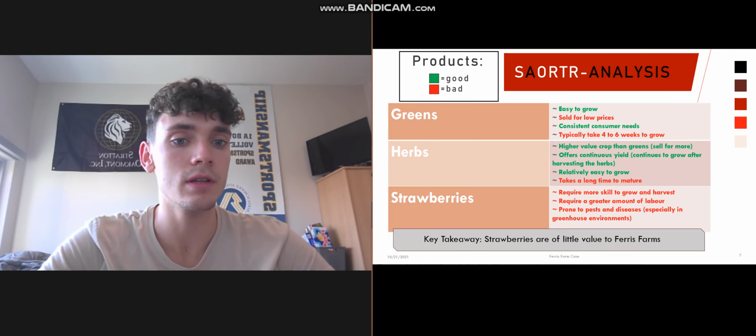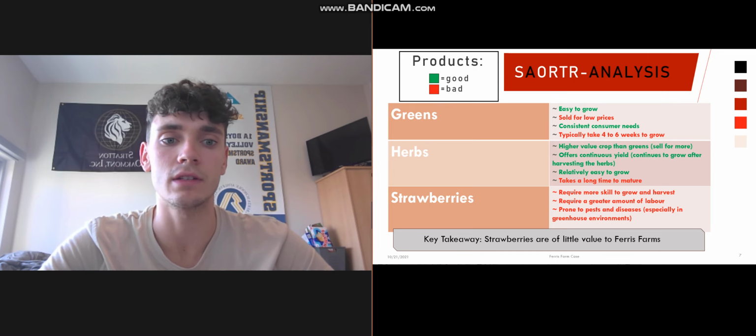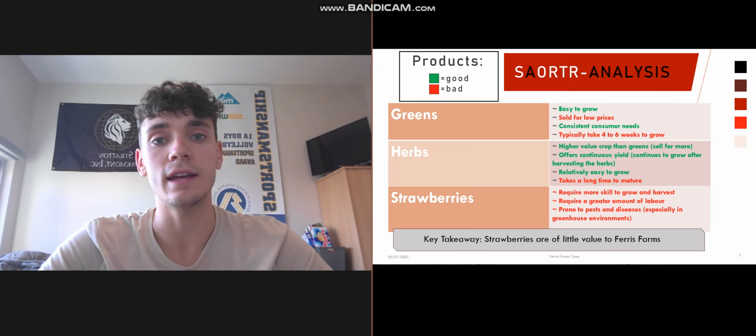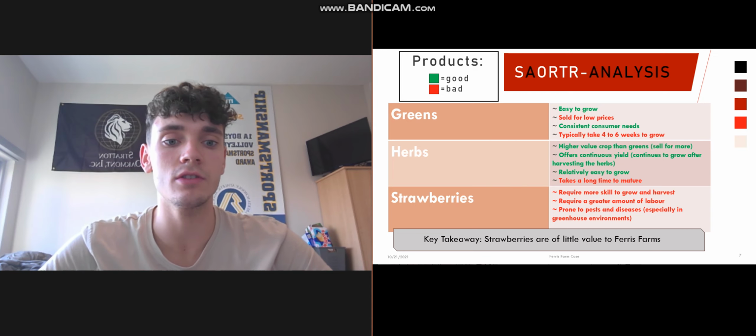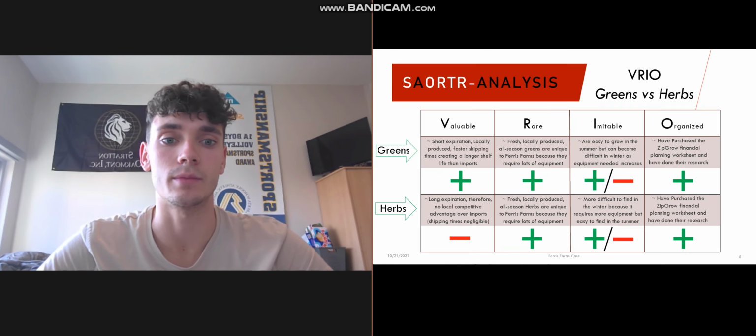Moving on to herbs, they are a higher value crop than greens. They offer continuous yield. They are relatively easy to grow, although they take a long time to mature. And as for strawberries, they require more skill to grow and harvest, require a greater amount of labor, and are prone to pests and diseases. Our key takeaway from the slide is that strawberries are of little value to Ferris Farms.